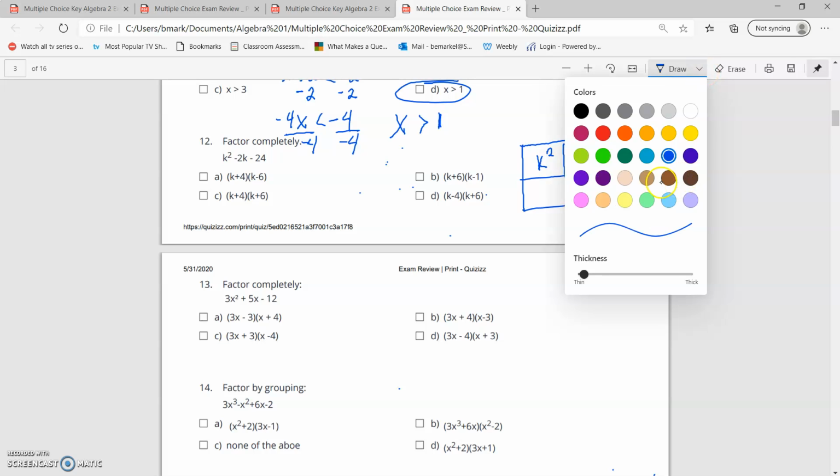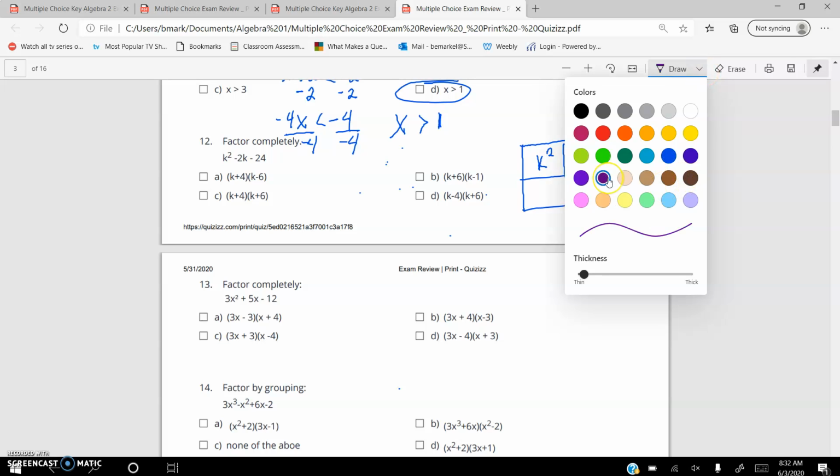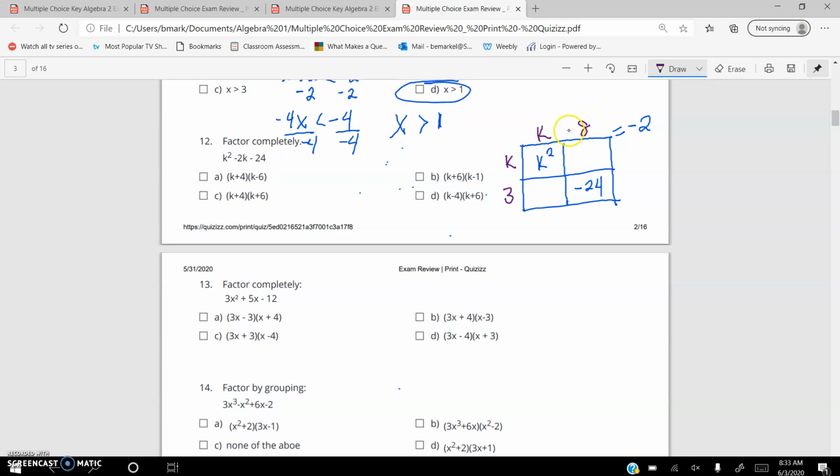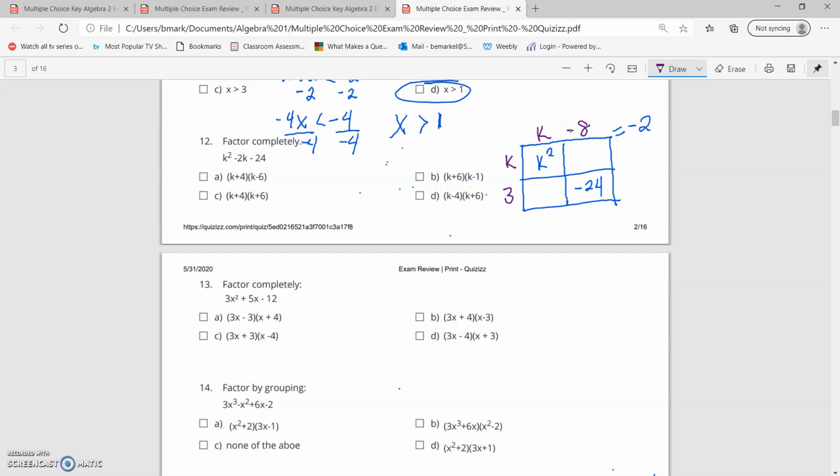So what are two things that multiply together to give me k squared? Well, I could do a k times a k, right? Two things that multiply together to give me negative 24. How about 8 and 3? And we've got to make one of them negative. So let's do a negative 8 and a positive 3.